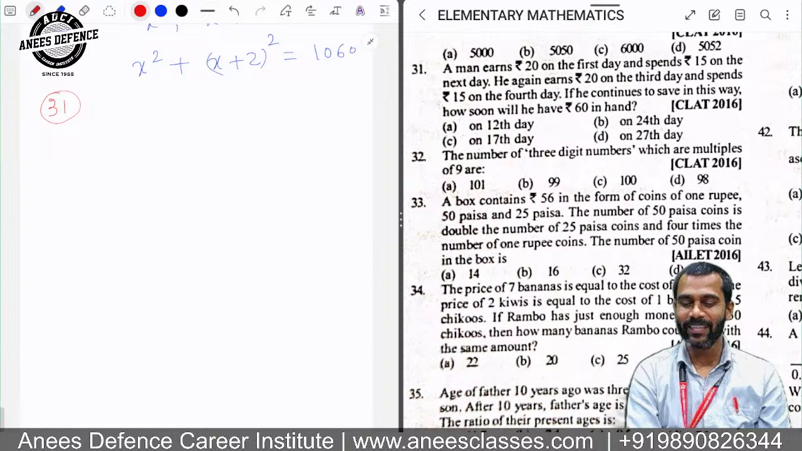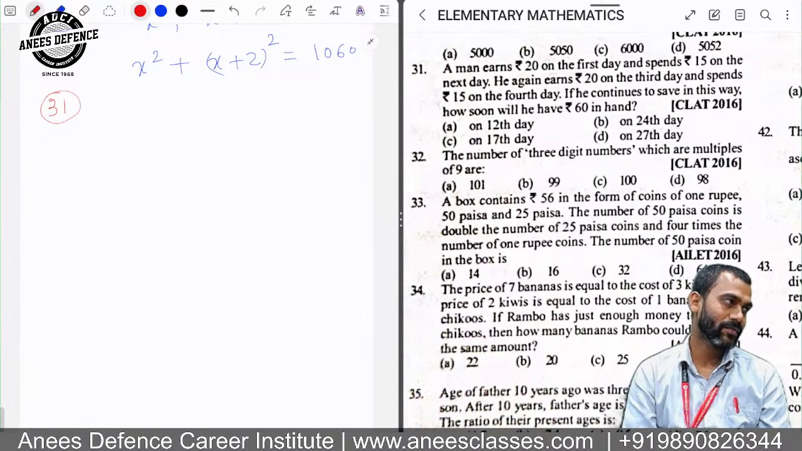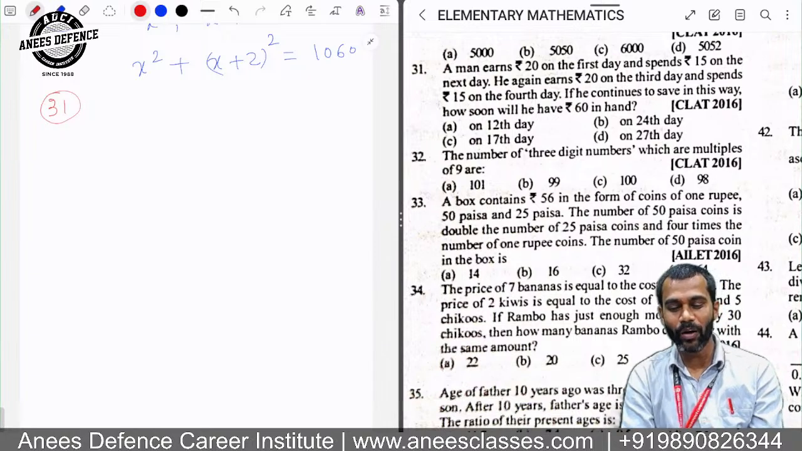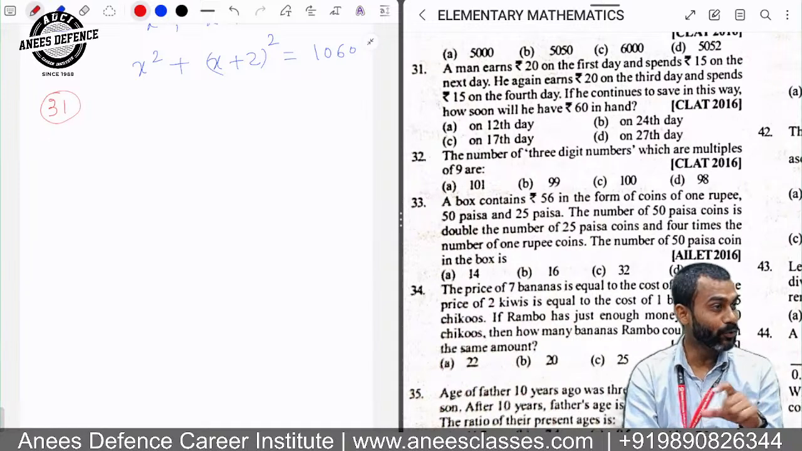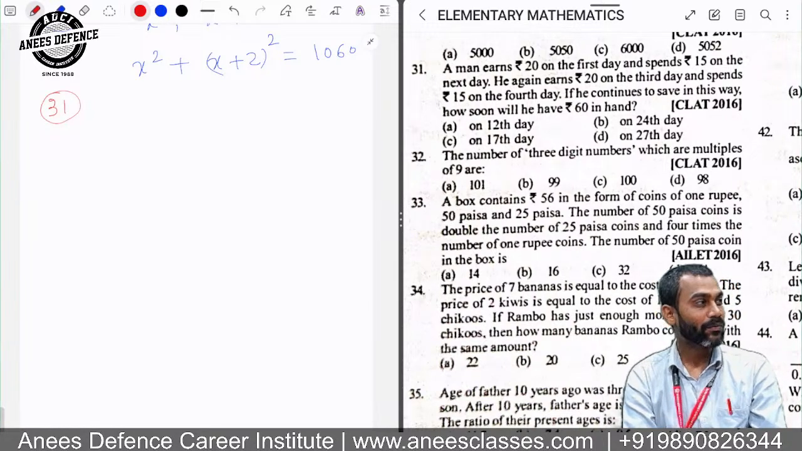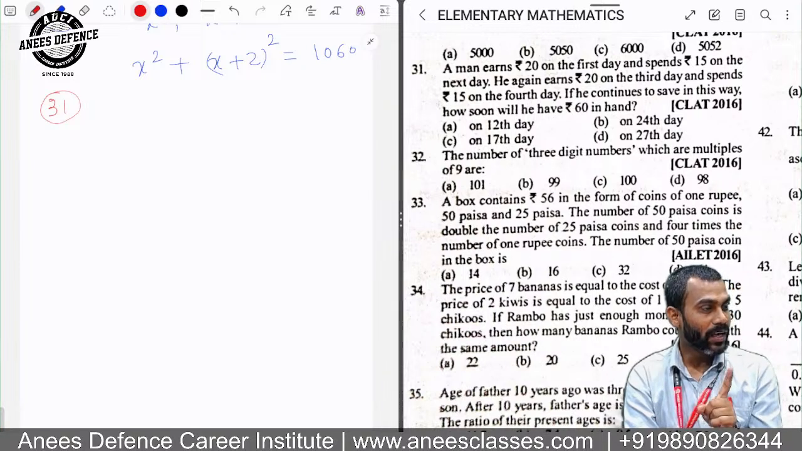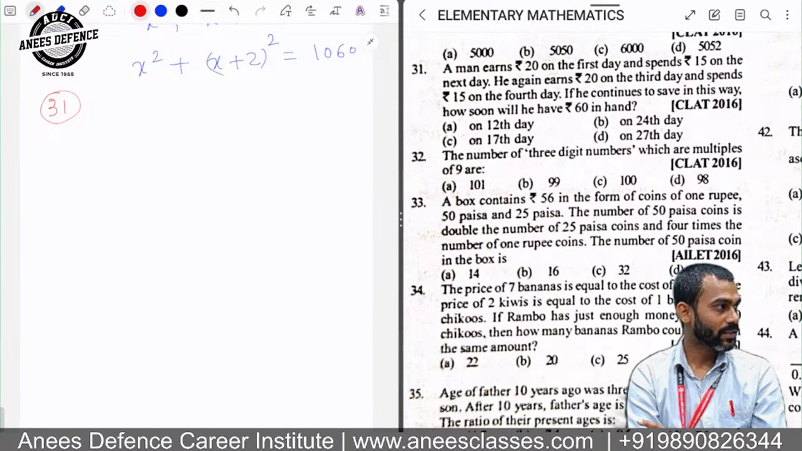See, how many days will be needed to have 40 rupees? Tell me. 16 days? How? By going by your logic, this should not be 12, it should be 24, because in every 2 days, he is saving 5 rupees. So in one day, he will save 2.5 rupees.